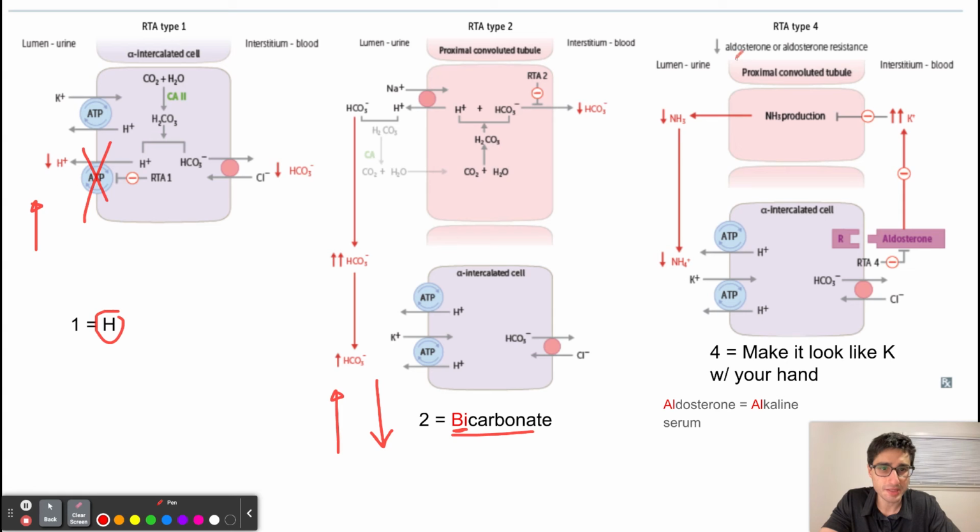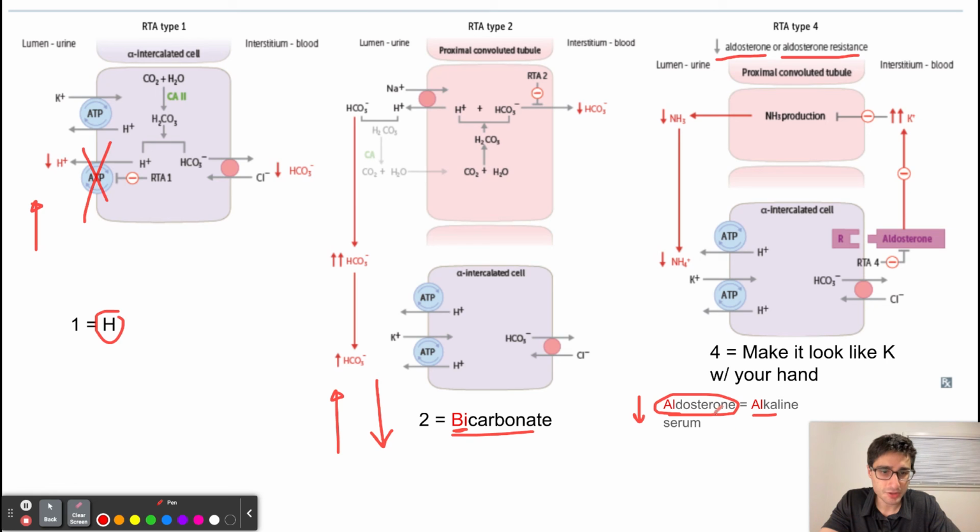Well, it is going to be due to a low aldosterone level or aldosterone resistance. Now remember that aldosterone is normally going to alkalize the body. So al for alkaline in the aldosterone. So remember this mnemonic to quickly help you remember that aldosterone is going to normally alkalize the body. So if we have low aldosterone or aldosterone resistance, we're going to have acidity in the body.